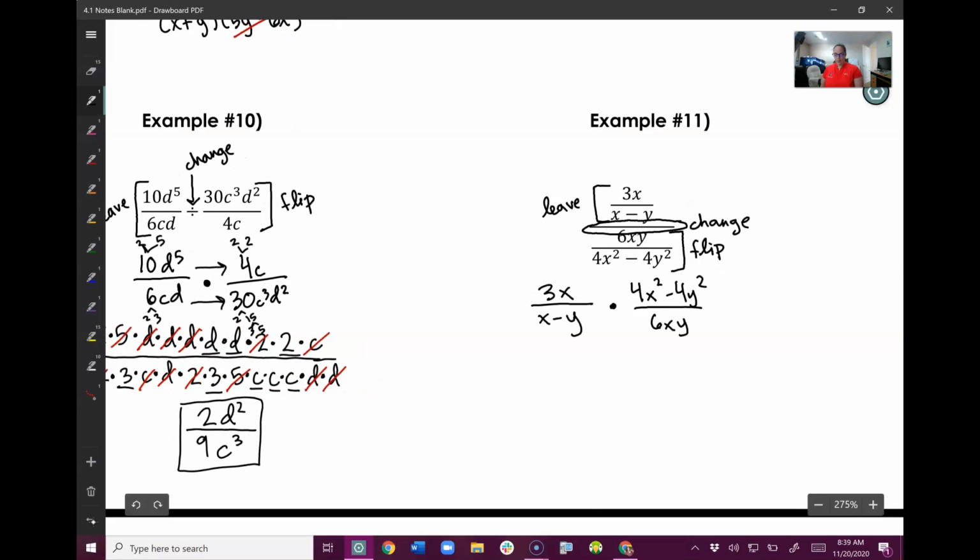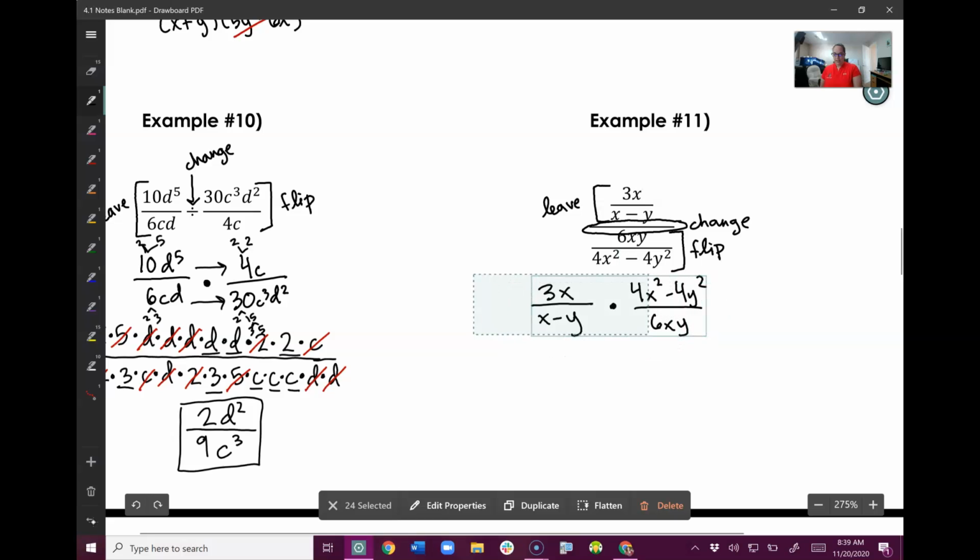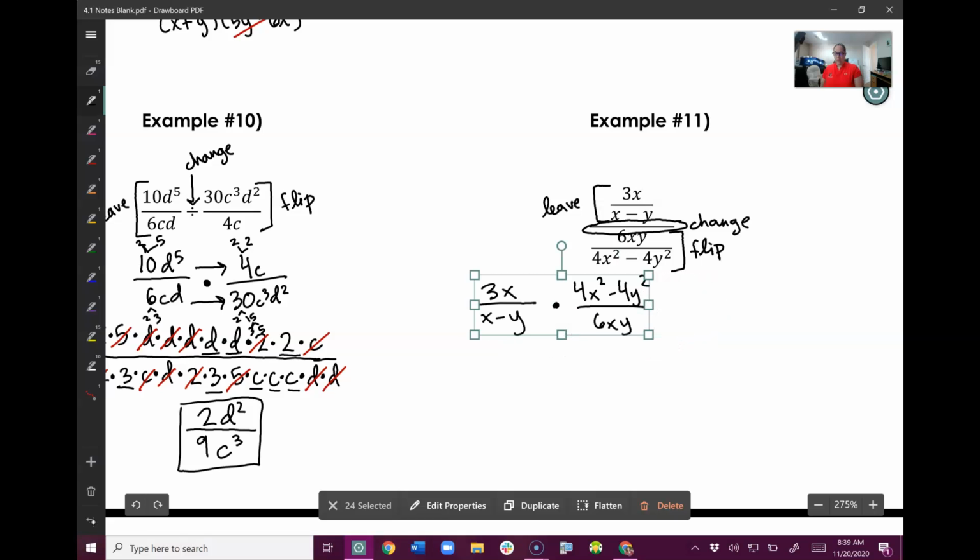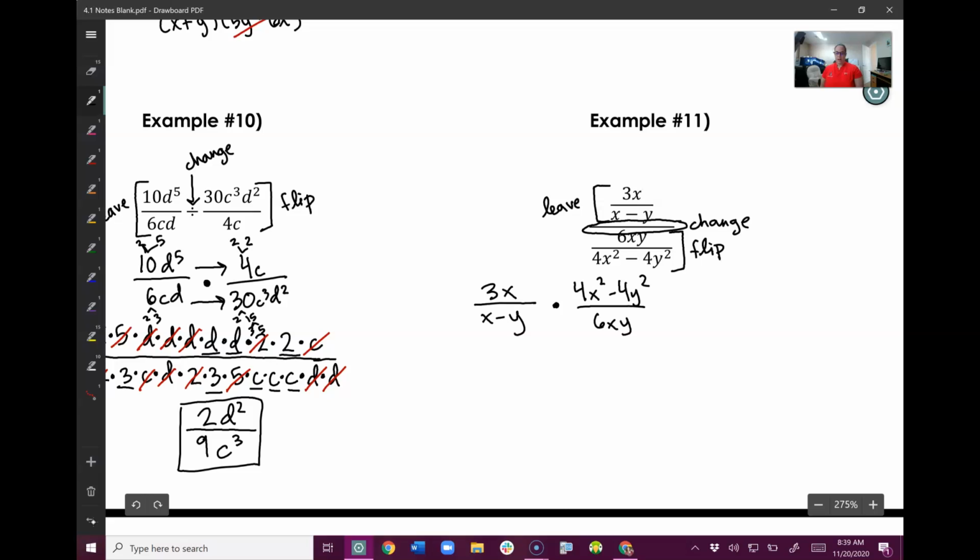So let's try example number 11. This will be our last one for this lesson. And I'm going to have you start by, this one's going to be a factor tree. And this one's going to be GCF. And then multiply across. So simplify all that, multiply it across, and then see what you can cancel. Pause the clip, try that out, come back and see how you did.